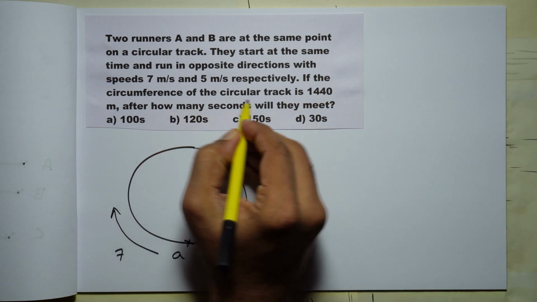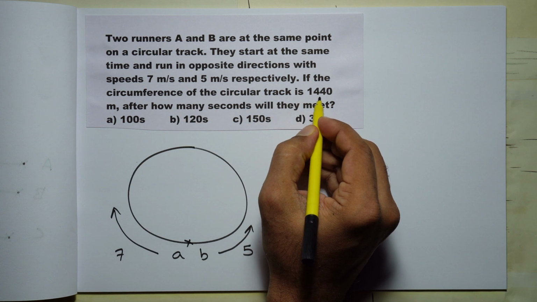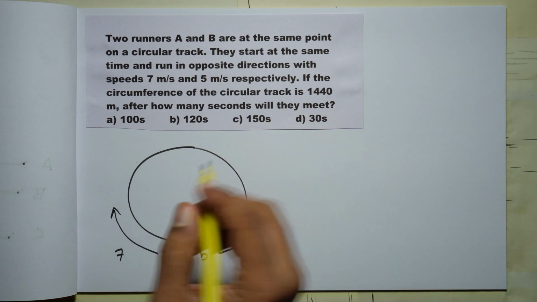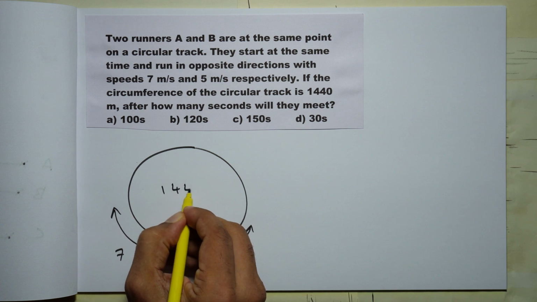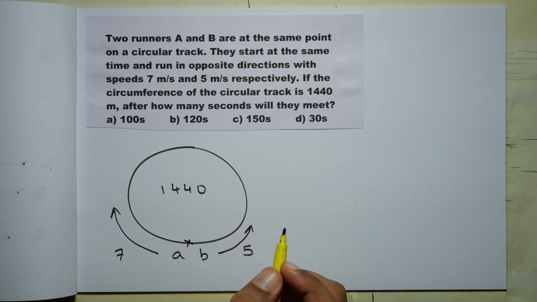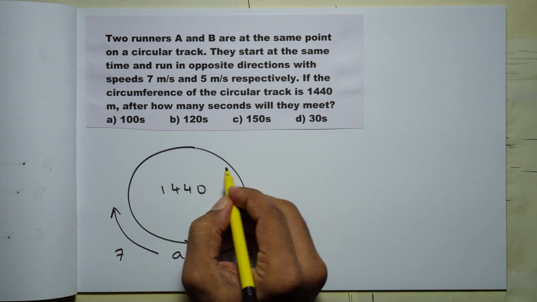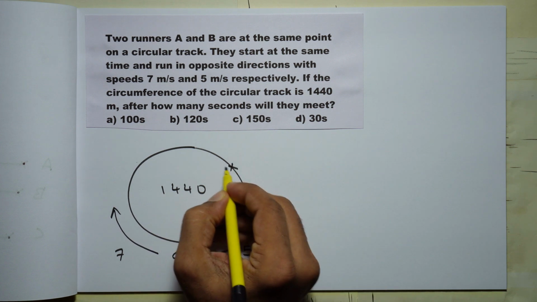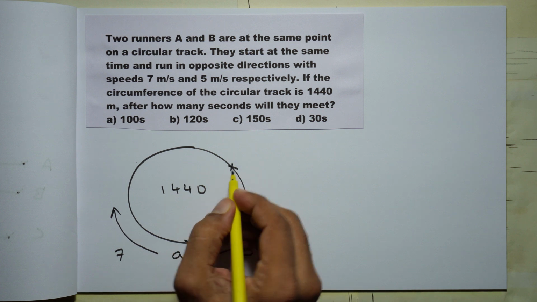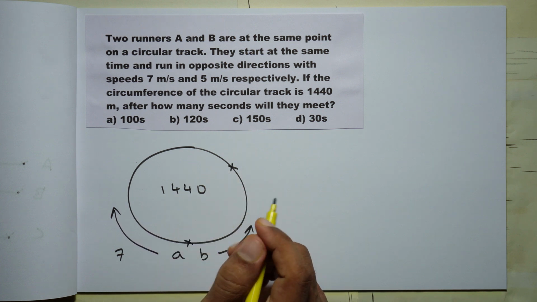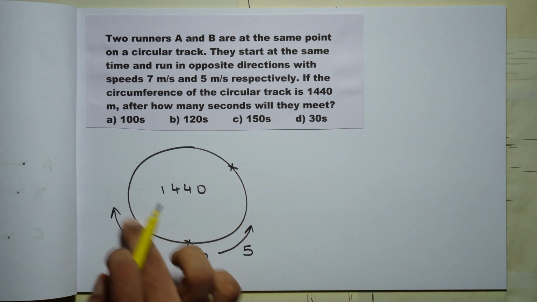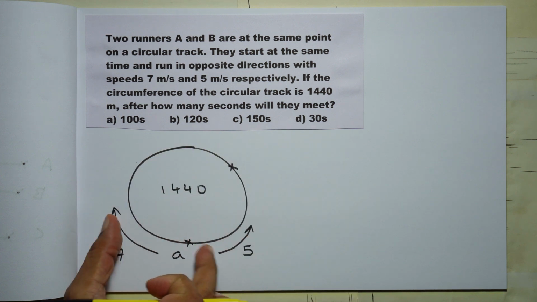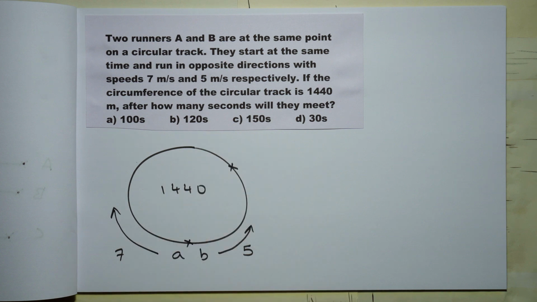If the circumference of this circular track is 1440 meters, after how many seconds will they meet? So circumference or one full round is 1440 meters. Now assume that they will meet at some point here. This is the starting point, and when they meet here, you can see that to meet here they have to do one full round. That is, A has to do this much distance, B has to do this much. When will they meet? When they complete one full round, they will meet.